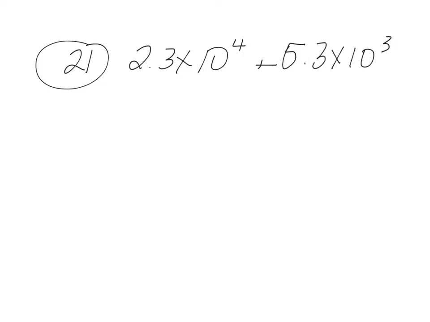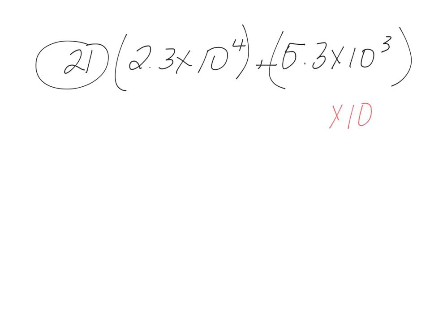Now we're on to some word problems. A farmer cultivates 2.3 times 10 to the fourth acres of land and leaves 5.3 times 10 to the third acres untouched. How many acres does he or she own? So it's just a basic addition problem. We want the total amount owned. So I've got to change one of these to a different exponent. So I think I'm going to change the 10 to the third to a 10 to the fourth.